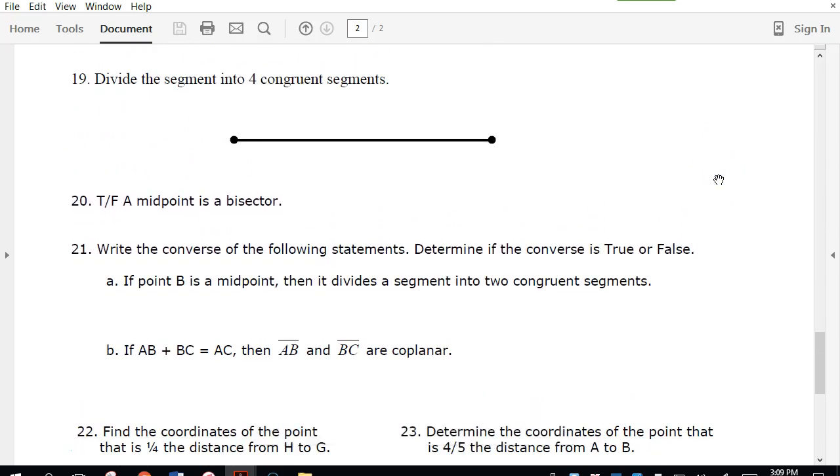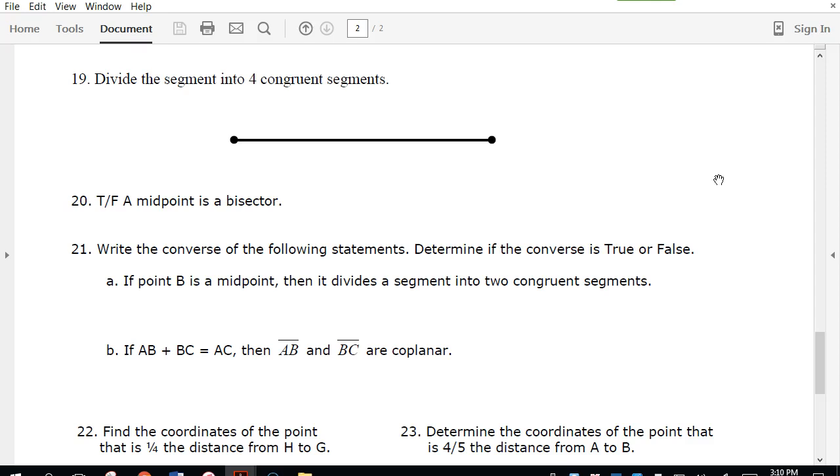True or false? A midpoint is a bisector. So, a midpoint is a type of bisector because a midpoint divides a segment into 2 congruent segments. So it's true. A midpoint is a type of bisector. A bisector can be a point, a ray, a line, or a segment. But yeah, a midpoint falls under there. It's a type of bisector. Bisect means cut in half. Give me another problem.